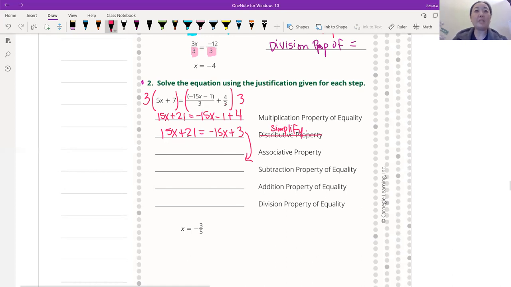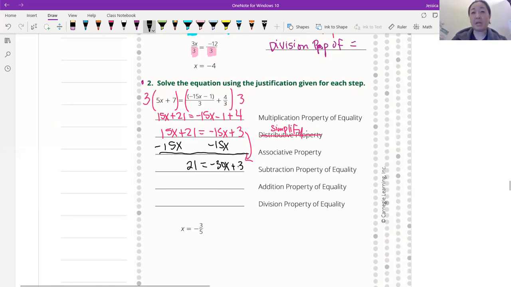So now, what do we do now? It says the subtraction property of equality. What would we subtract? Subtract the 15x, because normally we'd like to have the x's on one side. So let's do that. So subtract 15x on both sides. Not how I would have done it, but that's okay. And we would get 21 is equal to -30x plus 3.